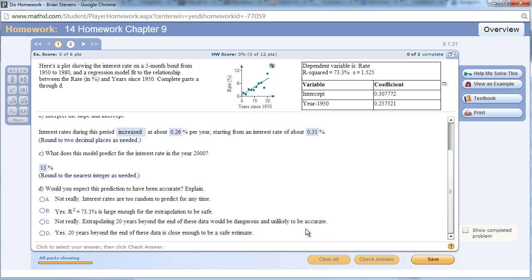Would you expect your prediction to be accurate? Well, no matter how good the r squared, this is an example of extrapolation. We are extrapolating 20 years beyond the scope of the model, and that's a pretty big extrapolation. It's pretty all right to go out maybe 1 year, 2 years, 3. You're still extrapolating beyond the model, but you're not doing it really far out and making dangerously far out predictions.